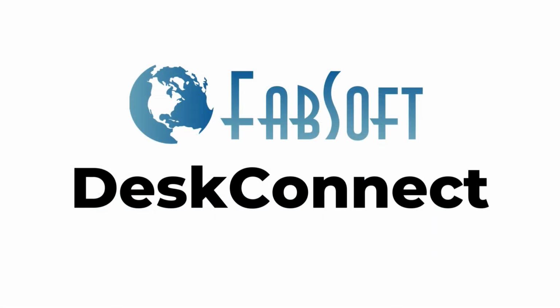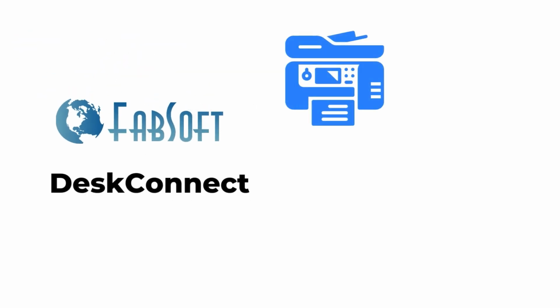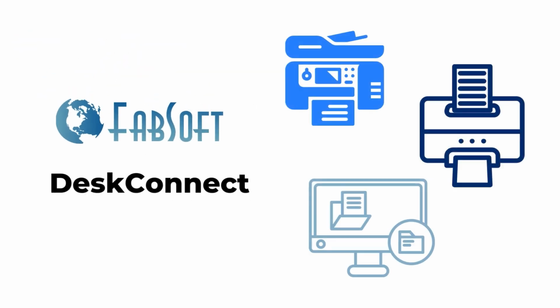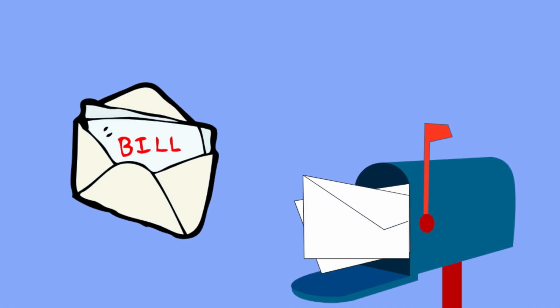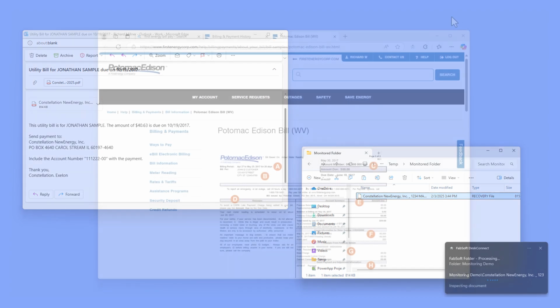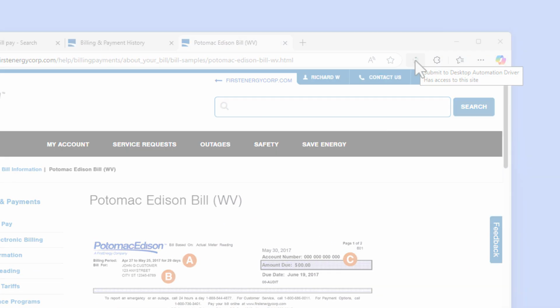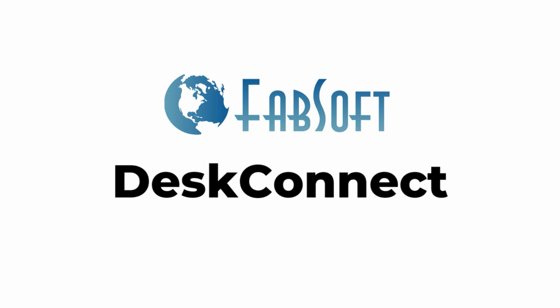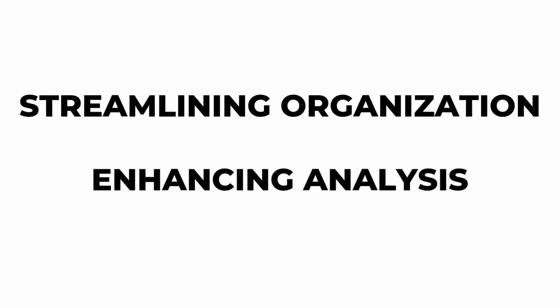With DeskConnect, your document processing is now automated and will support continuous data uploading from organizational devices like copiers, scanners, and desktop applications. You can scan in any bills you receive in the mail, drop attachments from emails into your monitored watch folder, or you can just click the DeskConnect browser extension when viewing a bill on a website. With DeskConnect, you can effortlessly consolidate data from multiple documents into a single Excel table, streamlining organization and enhancing your analysis.